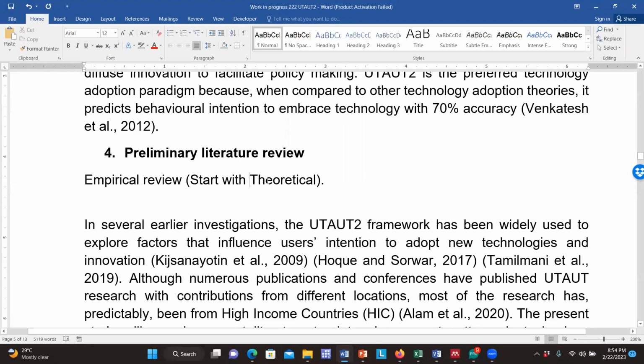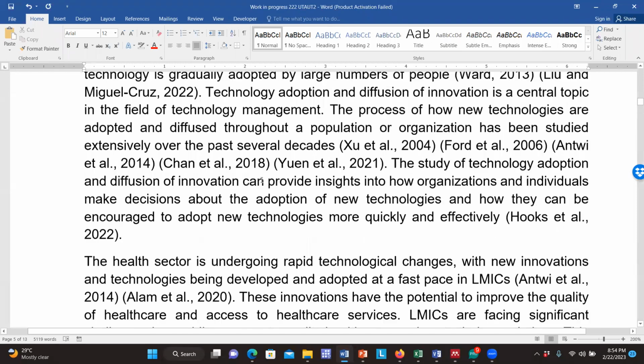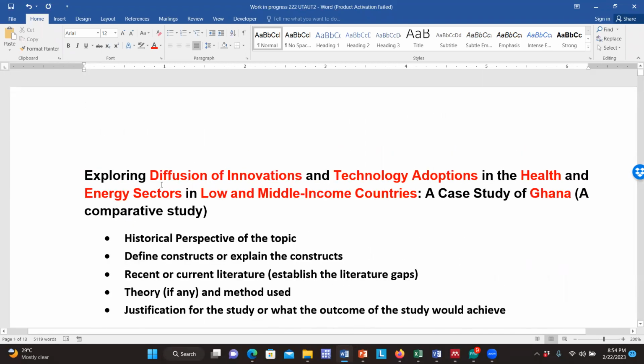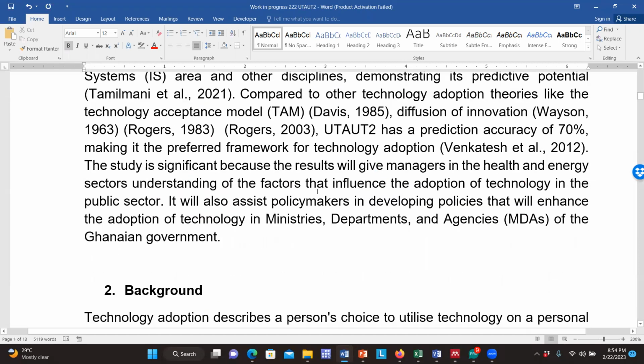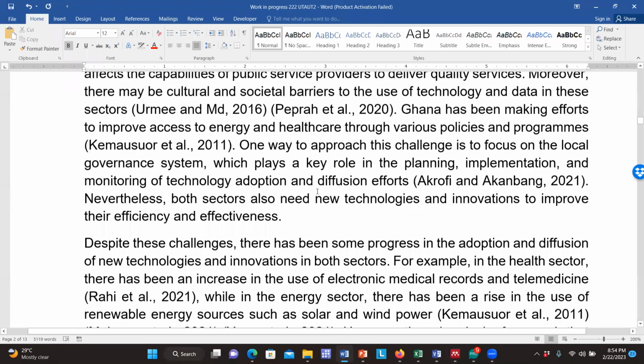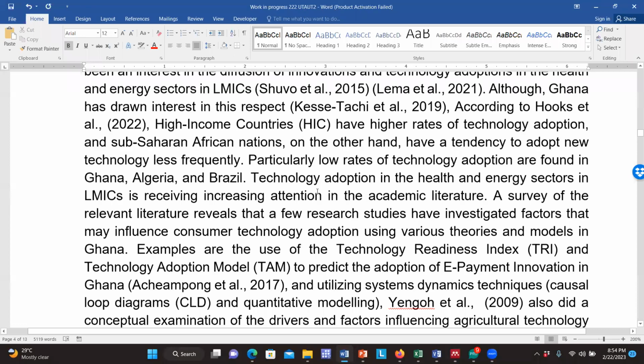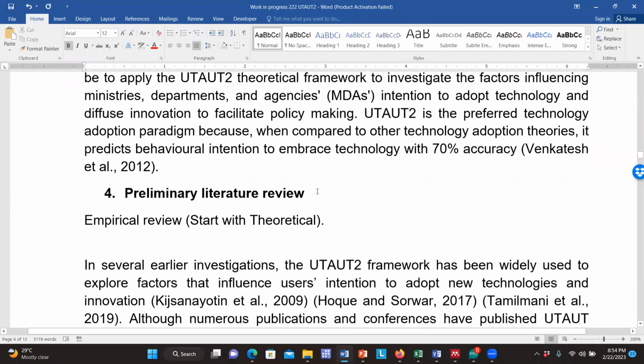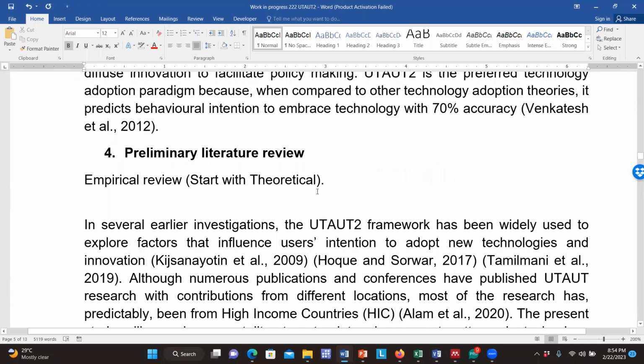So anytime you're doing your work and then you have your topic, diffusion of innovation, technological adoption, and all that, in research, we want to find out where you pick those constructs from. So the idea of theory is to tell us that these constructs were picked from this particular theory, so that we are using that theory to explain a certain phenomenon. So that's the essence of using theoretical review. And theoretical review is mostly in a quantitative study.